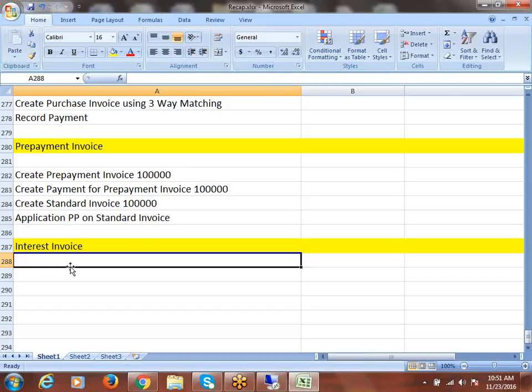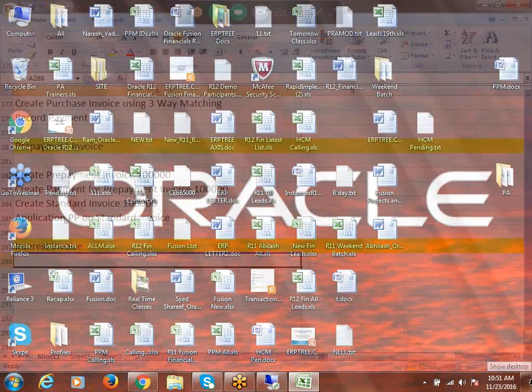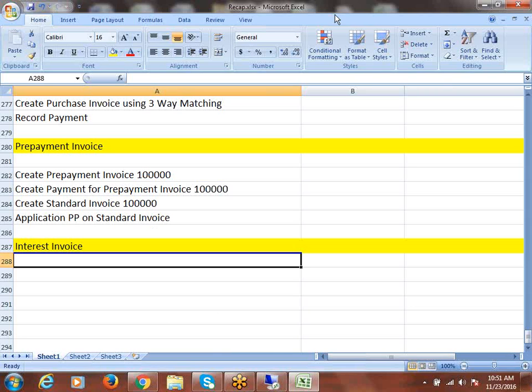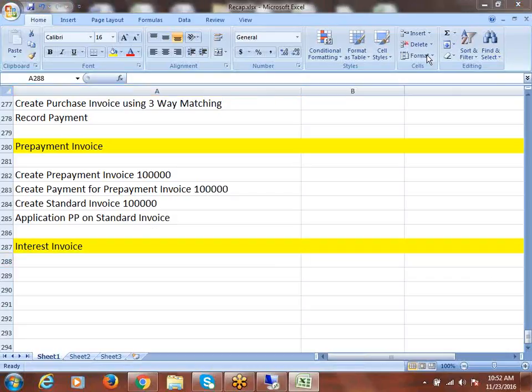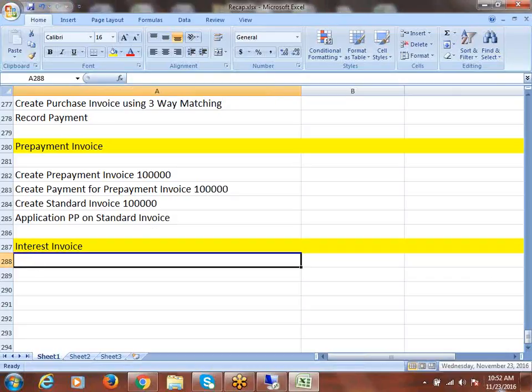Okay, interest invoice. To implement the same functionality, we have to do certain setups in the system. We'll go and do that. So what setups do we have to do in the system? Make a note.